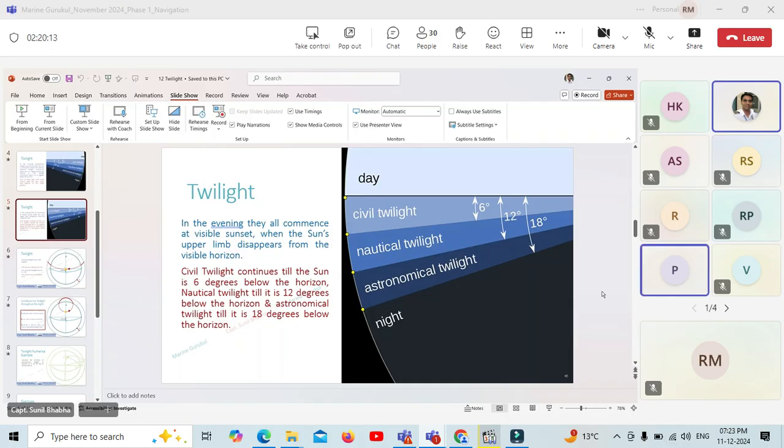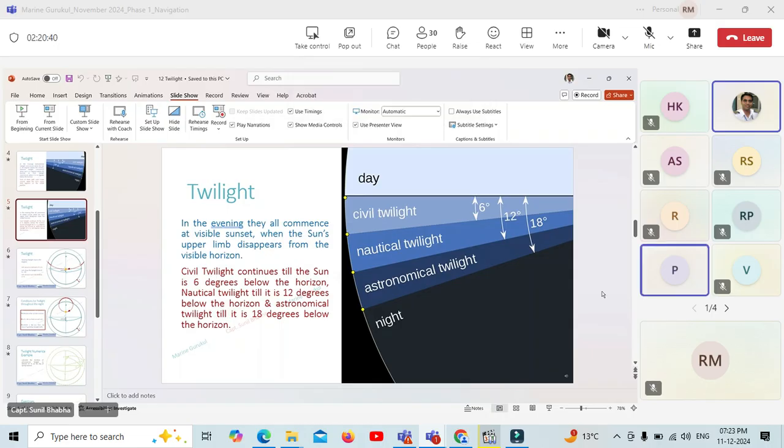Okay, beta. Beta, you have the almanac? Yes, sir, I have the almanac. Just open up any daily page of the almanac. Now in the evening time, have a look. The first time which is given is the sunset time. Correct, sir. After that, the time which is given is civil. Yes, sir. That is the ending of the civil twilight, right?